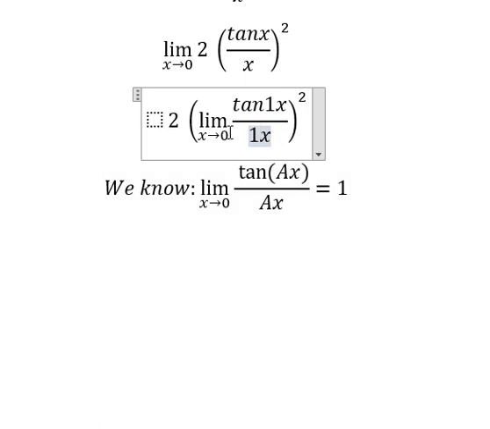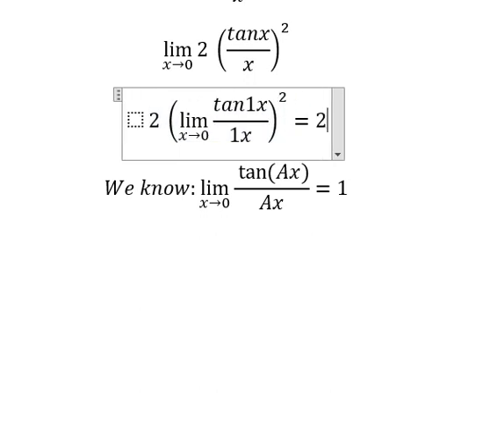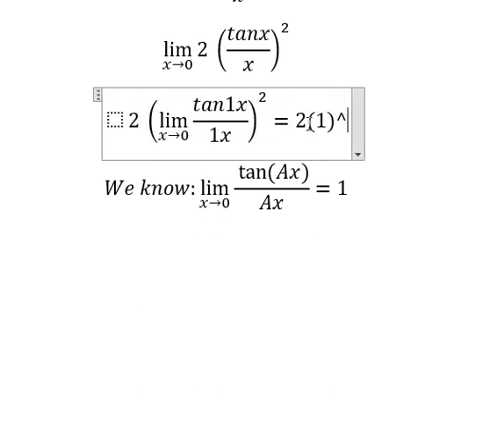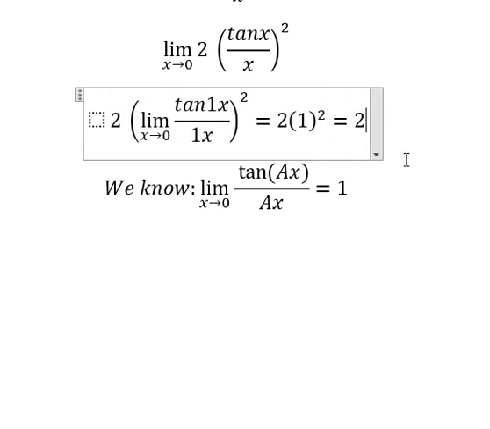So when s approaches number 0, this one you get about number 1, and we have number 2 multiplied by 1 squared, and we have number 2, and this is the final answer.